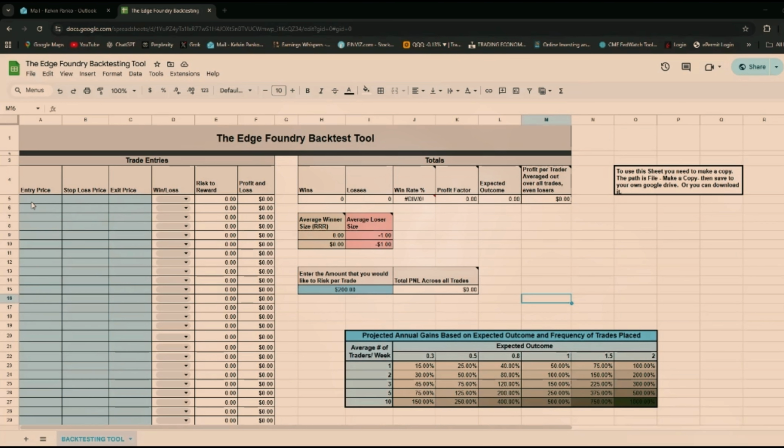So when you see a price, put your entry price in, put where you would have stopped out, and put the exit price, whether that, I'll show you. And then, of course, you want to tag it as a win or a loss, depending.